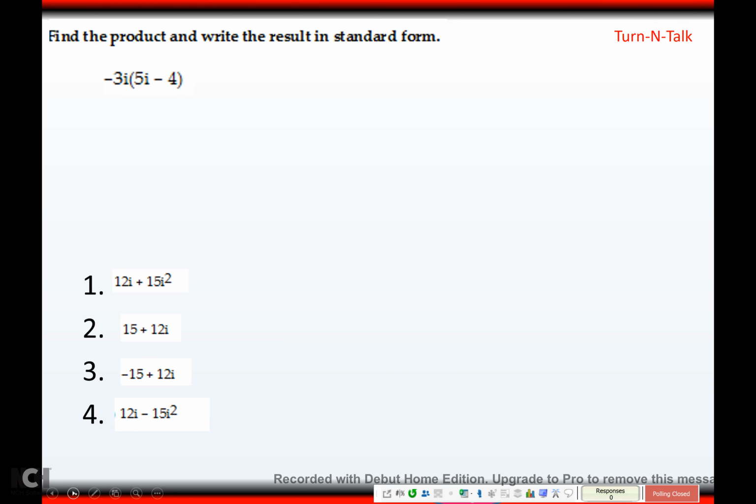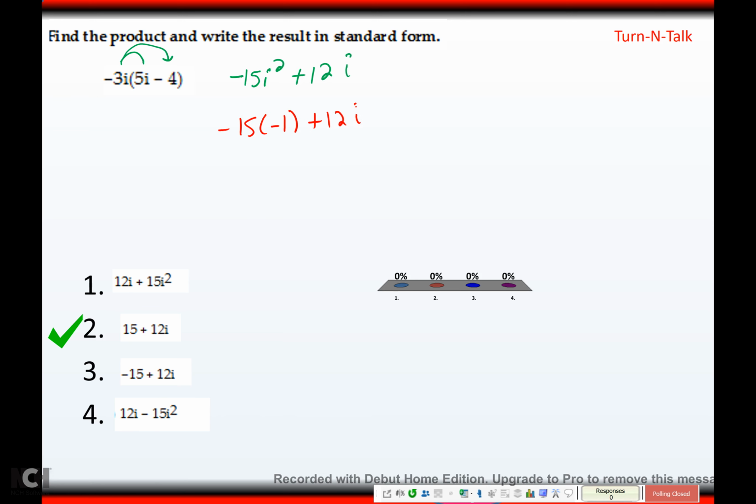Okay, you try one, hit pause, come back when you're ready. And hopefully you got 2. So if I distribute, my -3i times +5i is -15i squared, and -3i times -4 is +12i, sorry. My i squared turns into a real -1, which gives me 15 plus 12i. And it's in the right form, so I'm good.